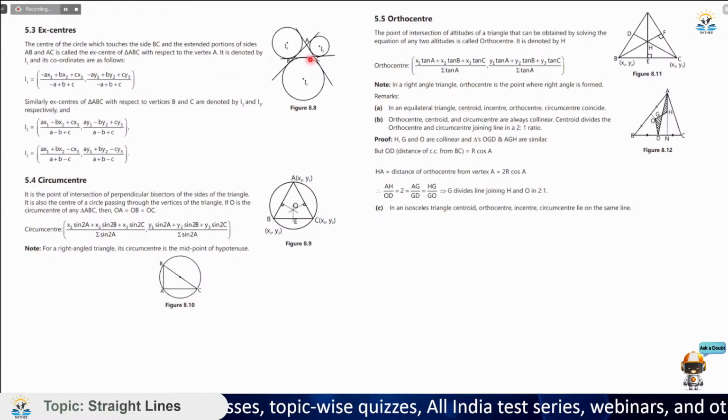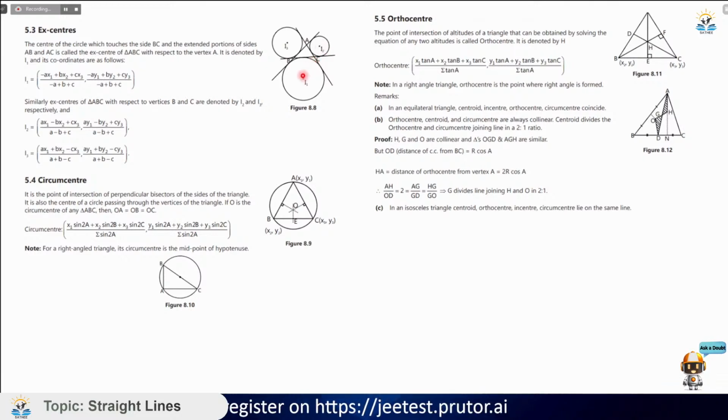Then a circle forms touching BC, where BC is the tangent to the circle, and also AC and AB. All three lines are tangent to this circle. Three such circles form, which are tangent to all three lines. Then they will have centers. So these centers are known as the excenters. I1 is the excenter with respect to vertex A. I2 is the excenter with respect to vertex C or AB.